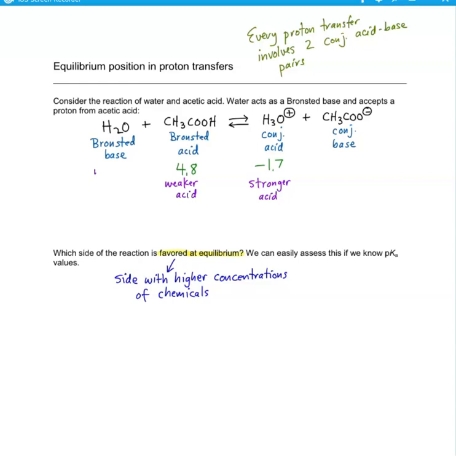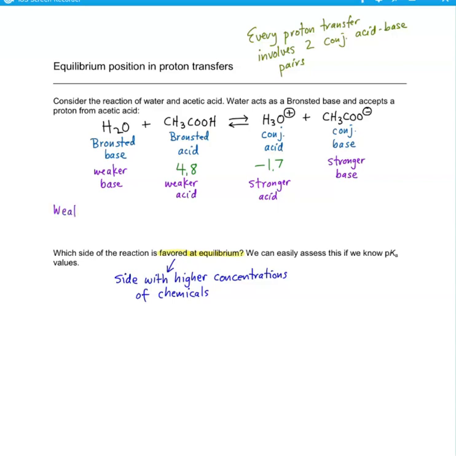So the weaker acid will always be together on the same side of the equation with the weaker base, and the stronger acid is always going to be on the same side of the equation with the stronger base. Okay, so what we know right away, without looking up any numbers or KBs or what have you, is that the acetate ion is a stronger base than water. Okay, so let's make a note of that.